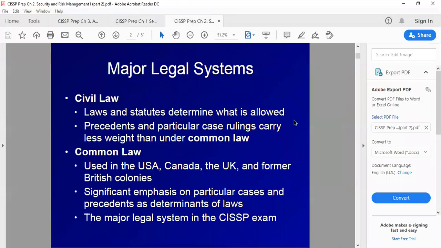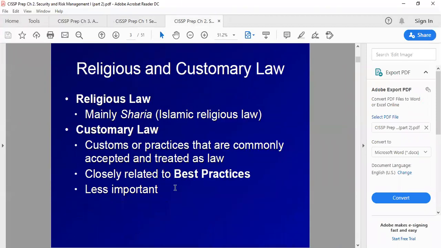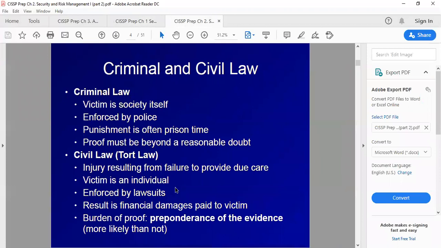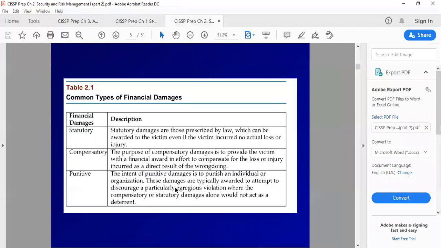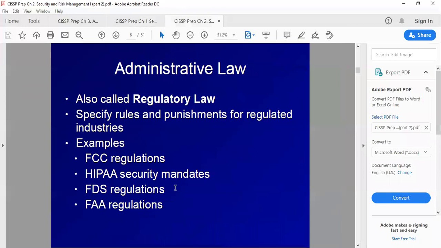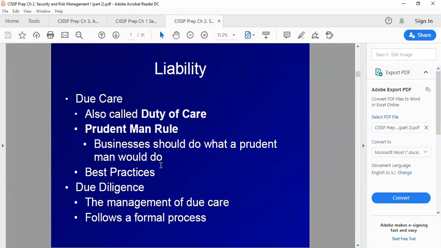Major legal systems: civil law, common law, administrative law. You just read it. Religious law, customary law, criminal law. This is for understanding all these things. Most of the questions will come from IT security, the CIA triad, and governance, and the controls we're talking about. Some questions will come from the framework side: HIPAA security mandates, FTC regulations, FAA regulations, FCC regulations. These are liability, due care, and due diligence.